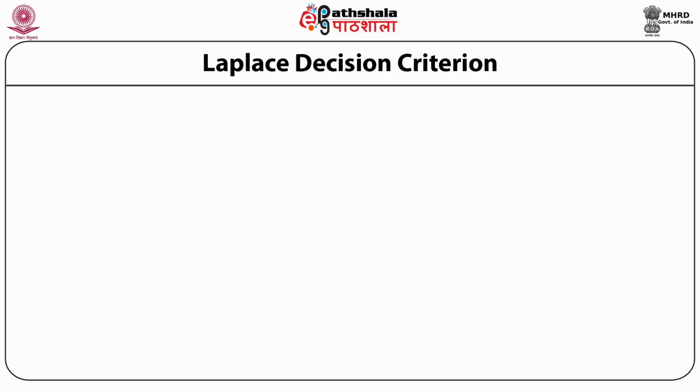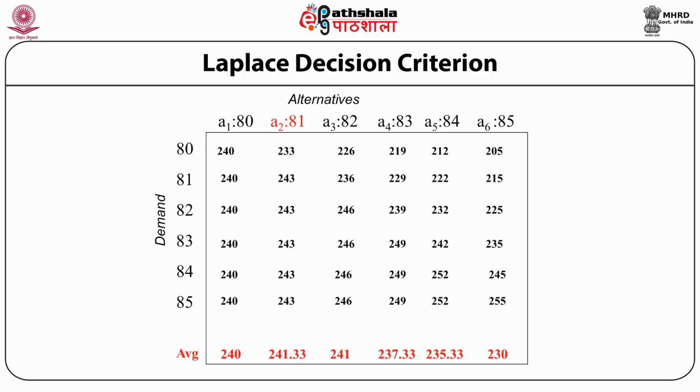So dear students, now we will consider the first criterion which I have already discussed, the Laplace decision criterion. Once we have prepared the payoff table from the given information, now we want to take an alternative or course of action that would maximize our payoffs, which are equivalent to our profits or revenues.